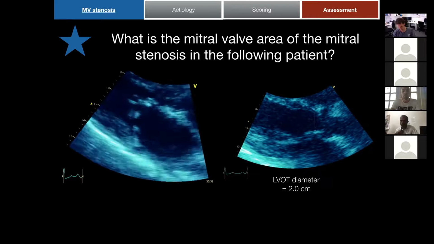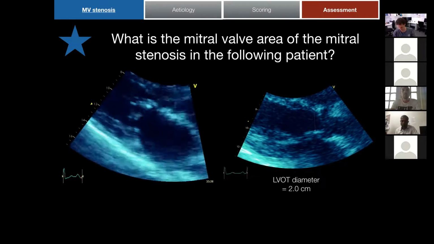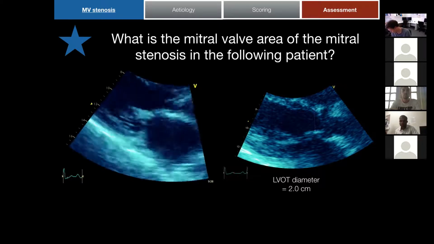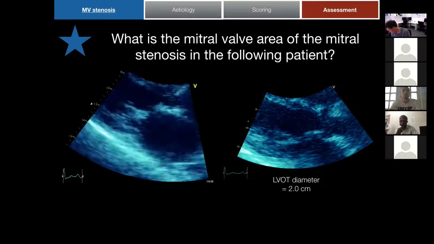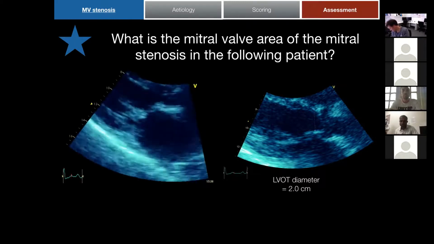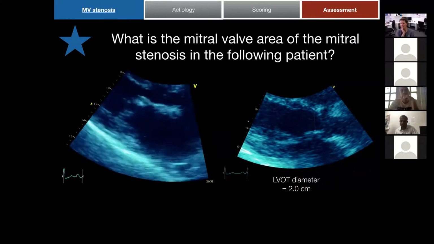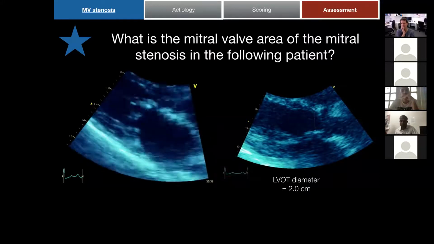And I thought this guy was saying LVOT VTI. Let me double check for you. I think the ASE guidelines have mentioned aortic VTI. No, LVOT here. I think either's fair game, as long as you're doing it correctly, they're both fine.